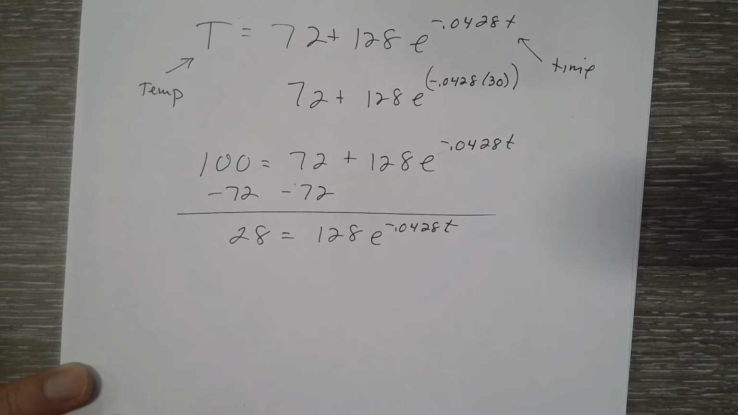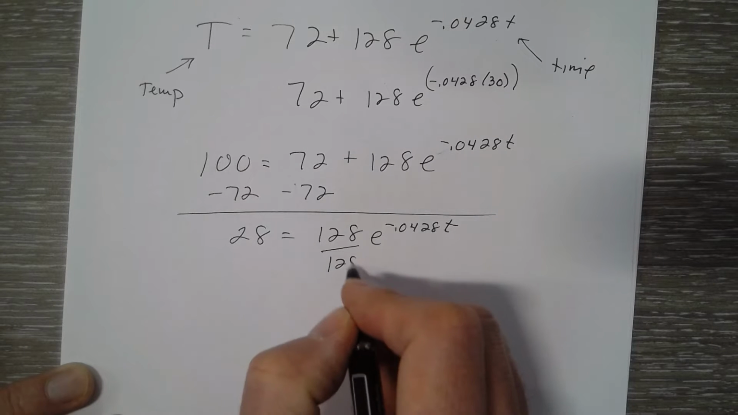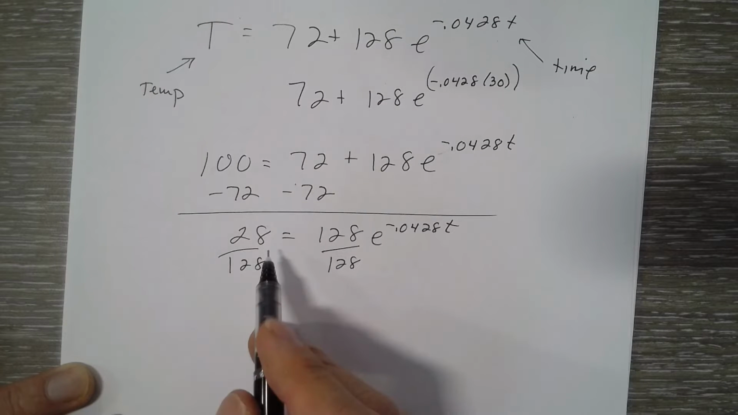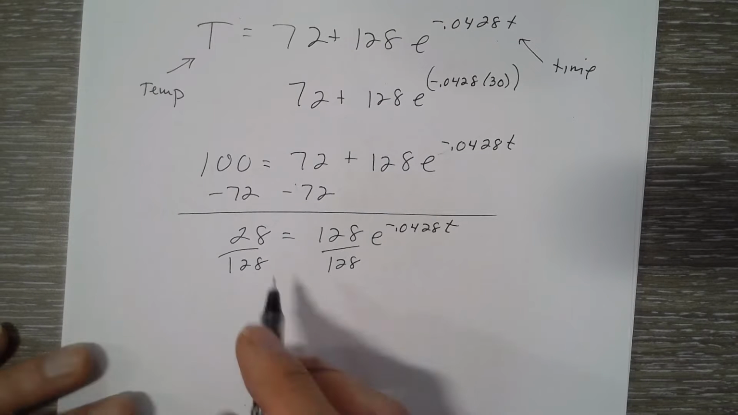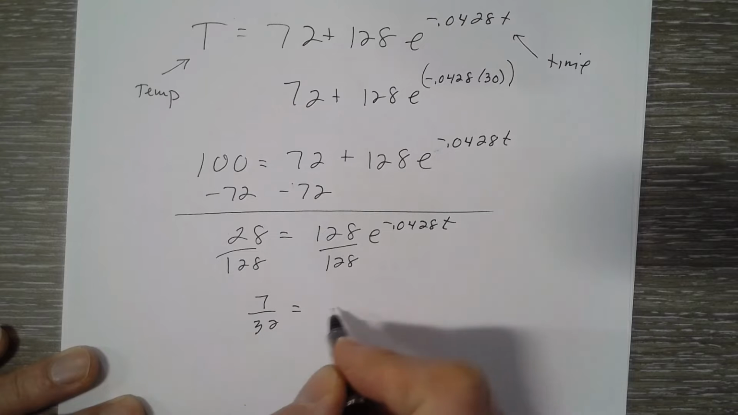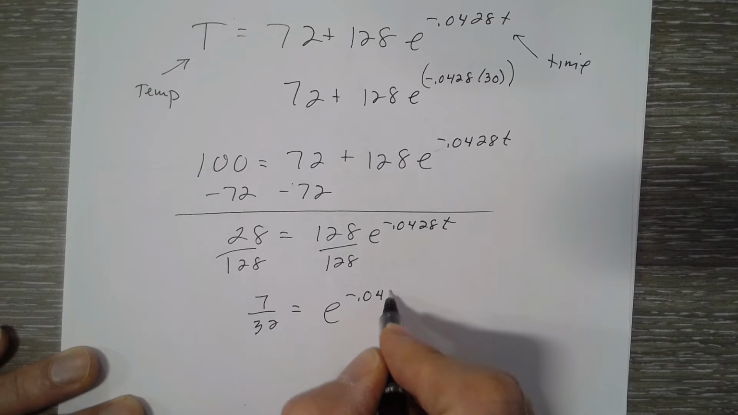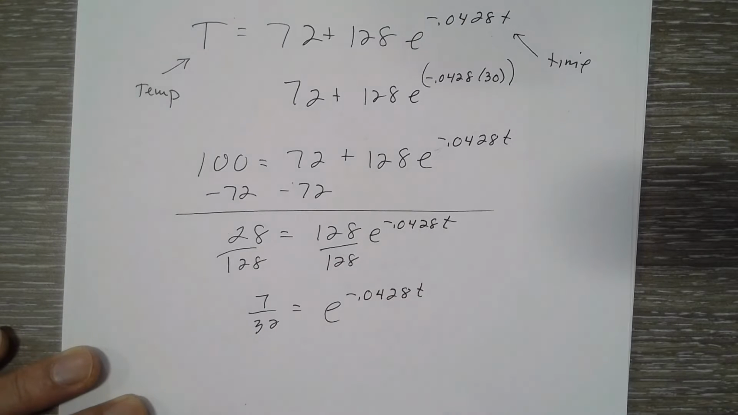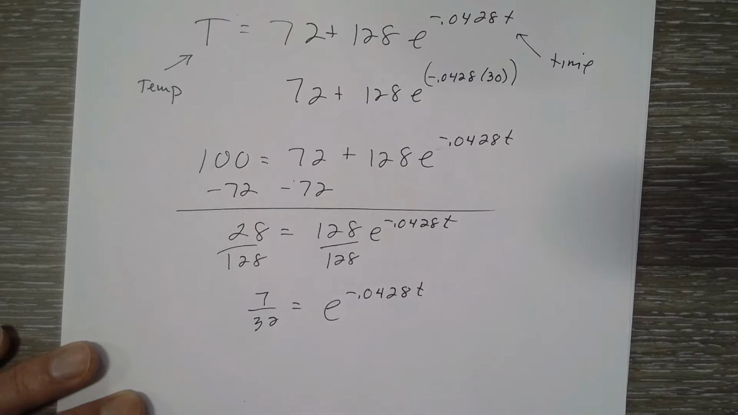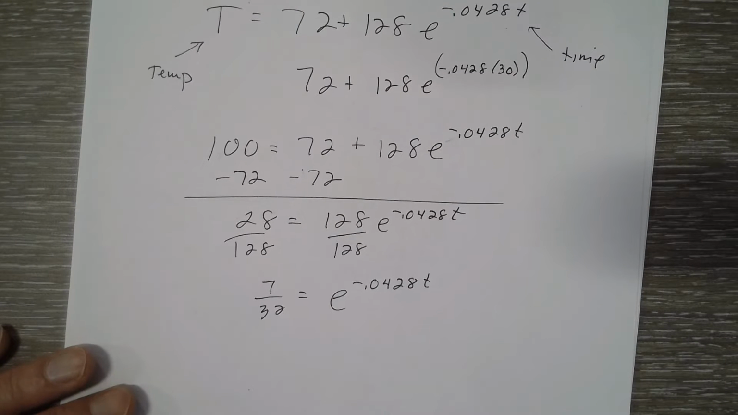Good, divide by 128. Whatever, 14 over 64 is 7 over 32. Now how do I undo e to the power? What's the inverse operation of that? Take the root. Square root? No. Cube root, the e root.